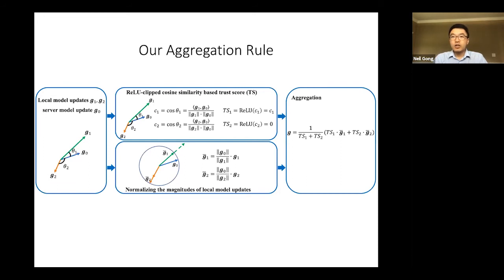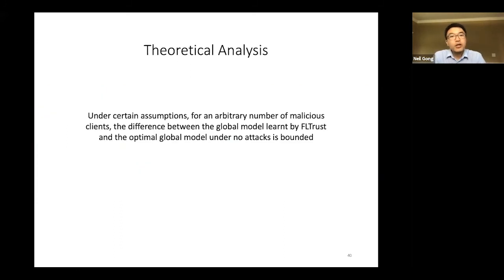Finally, the server computes the global model update G as the average of the client normalized local model updates, weighted by their trust scores. And the server uses G to update the global model W. Here, beta is the learning rate. Theoretically, we show that under some assumptions, for an arbitrary number of malicious clients, the difference between the global model learned by FLTrust and the optimal global model under no attacks can be bounded.